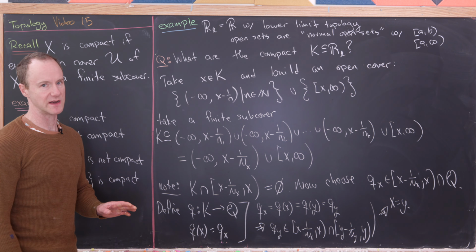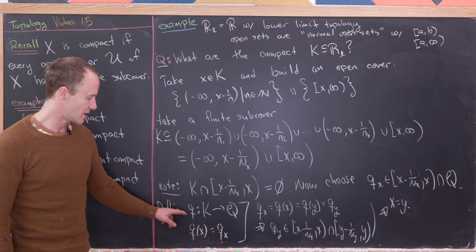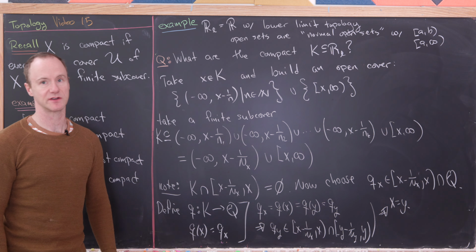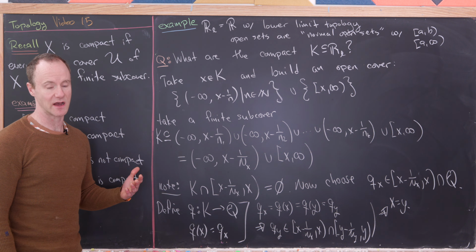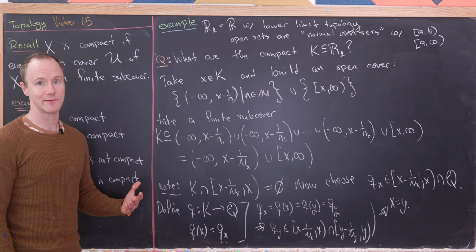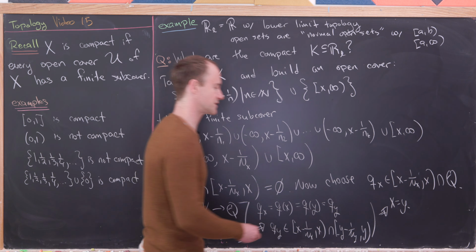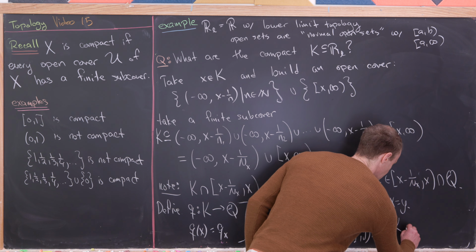So what have we done here? Well, we found a one-to-one map from K to the rational numbers. But that means that the size of K, or the cardinality of K, is at most the same as the cardinality of the rational numbers. In other words, K is either finite or countable.